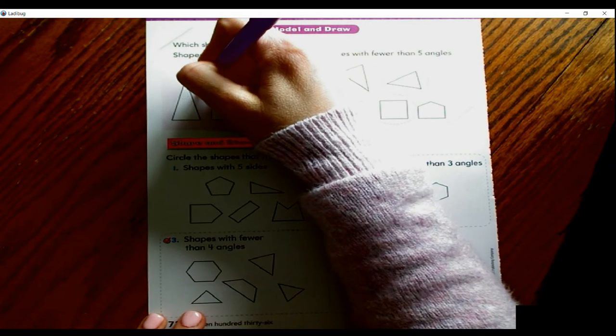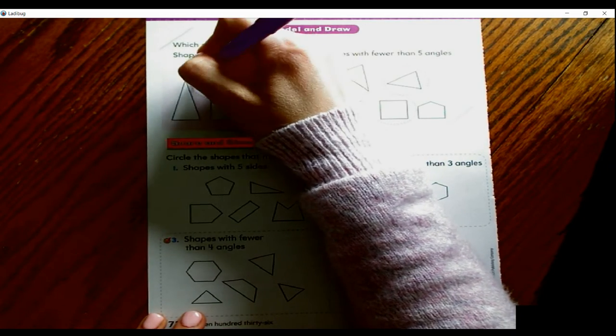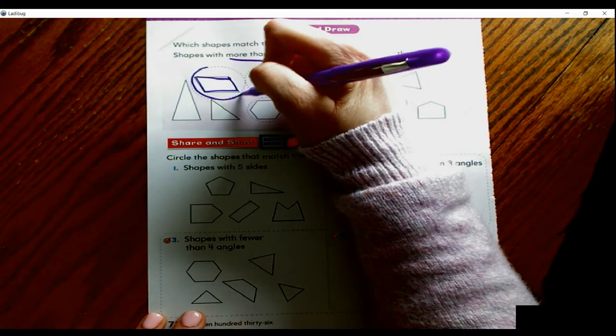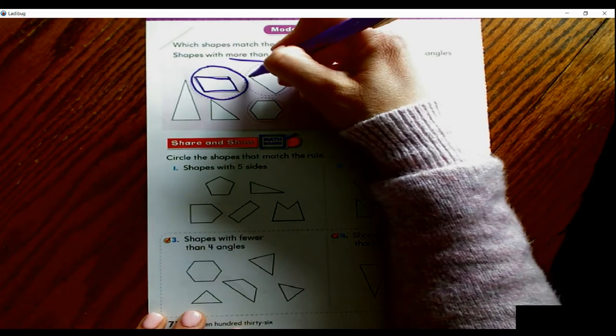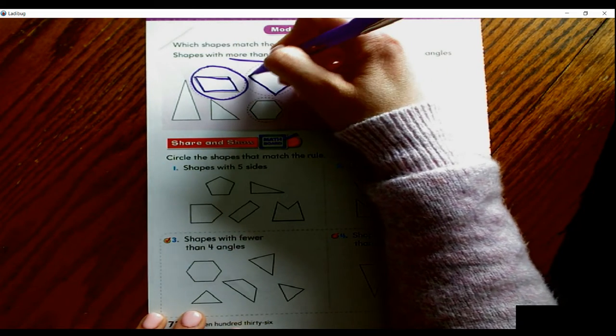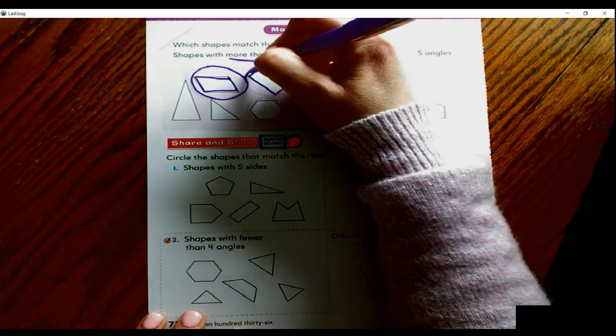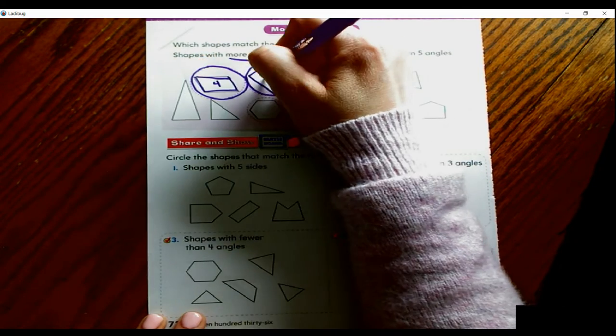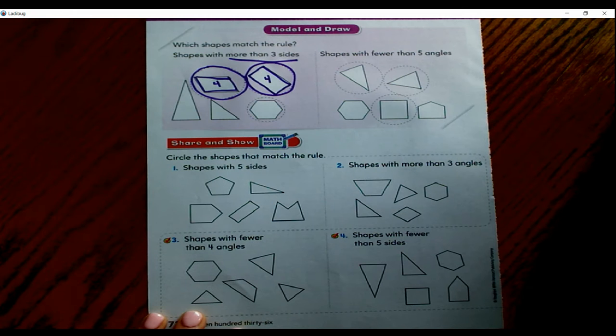So here they have 1, 2, 3, 4 sides. So this is more than three sides. I'm going to circle it. Here, 1, 2, 3, 4. This has 4 sides. I'm going to circle it. Sometimes if you write the number of sides on it, it might help you as a mathematician. Just remember how many sides there are.